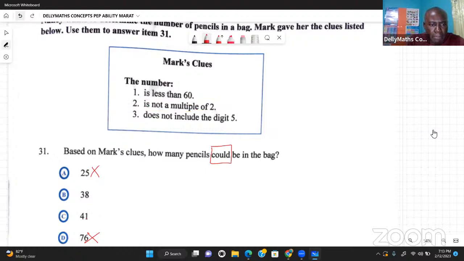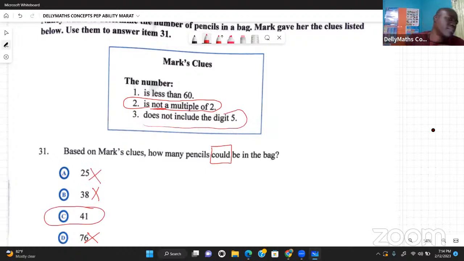Hold on, my bad. Not a multiple of 2, so taking off the 38, I should say. So 38 is gone, and we're left to pick between 25 and 41. Then it says it does not include 5. Well, does not include 5, that means 25 is out. My answer is 41. So there it is. We would have picked 41 there, and we're gone.